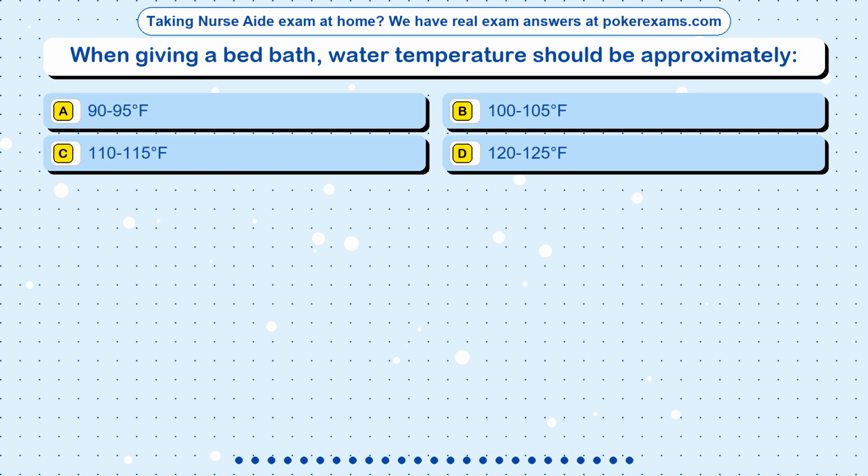Question 18. When giving a bed bath, water temperature should be approximately: Option A, 90 to 95 degrees Fahrenheit. Option B, 100 to 105 degrees Fahrenheit. Option C, 110 to 115 degrees Fahrenheit. Option D, 120 to 125 degrees Fahrenheit.